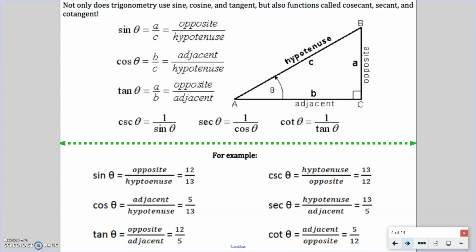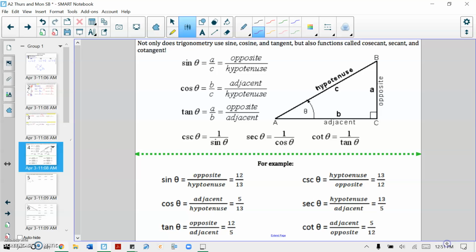Not only does trig use sine, cosine, and tangent, but it uses 3 other functions as well. I'm going to use my highlighter to help you out. All we've learned so far is sine, cosine, and tangent. However, starting in this class and moving forward through calculus, sine is opposite over hypotenuse, right? There's such a thing called cosecant. Cosecant is the inverse of sine, so it's kind of like h over o in a sense. Cosine goes with this thing called secant, and tangent goes with this thing called cotangent.